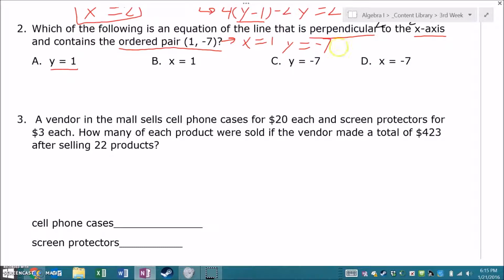No, y is supposed to equal negative 7. That's out. Option D, x equals negative 7. No, x is supposed to be 1. Those are eliminated from the beginning.